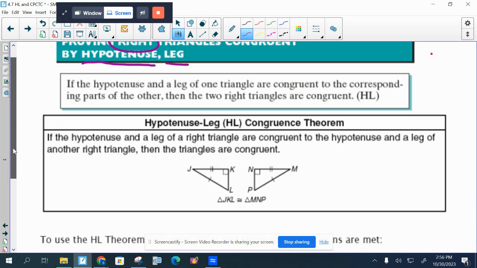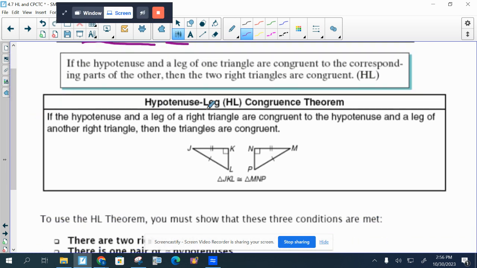And if you look here in this diagram, it basically says the theorem again, and you have triangle JKL and triangle MNP. We have that both of these triangles are right, and you have the hypotenuse congruent to this hypotenuse, and one of the legs, the corresponding leg over here, is congruent. So if you notice, this looks like side-side angle.